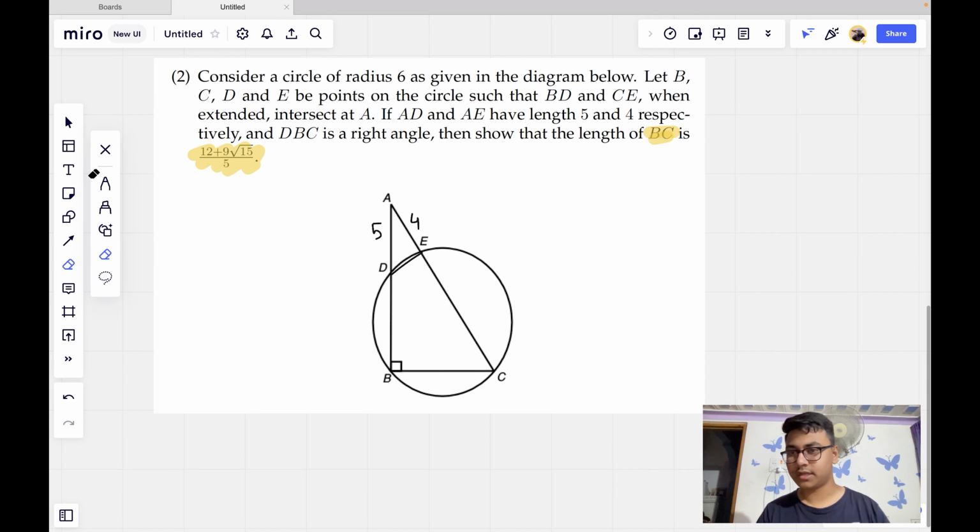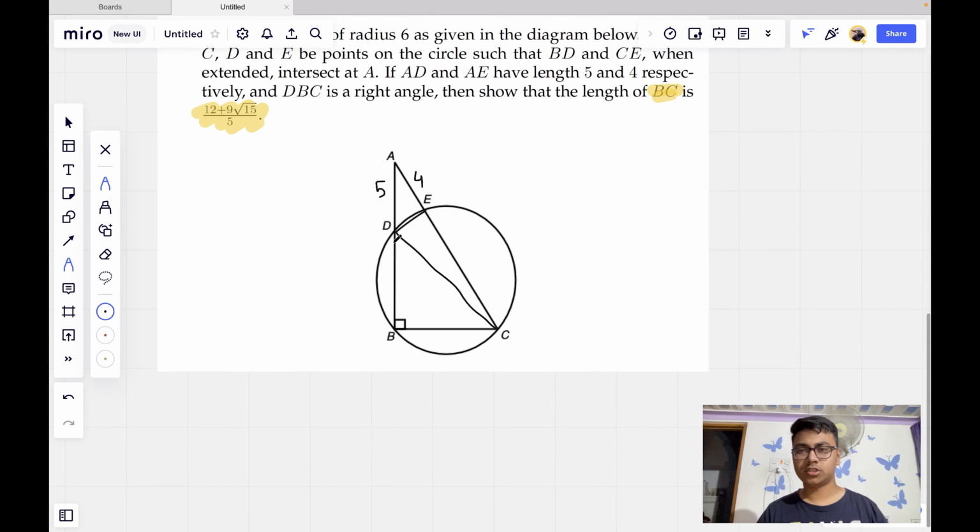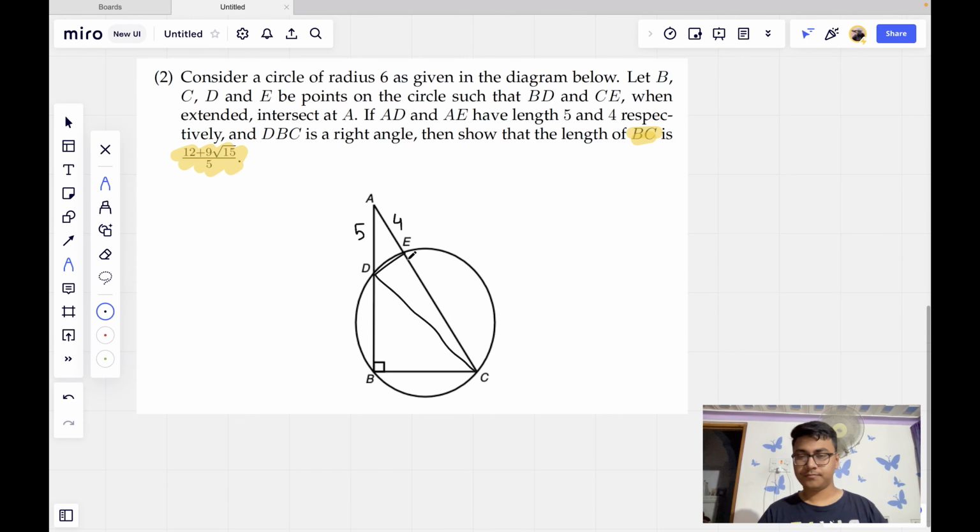We'll try to redraw this line once. Does the job. Okay, so first of all, since this is a right angle, it's easy to see that DC is a diameter. So clearly DC is a diameter, and since DC is a diameter, this angle DEC will also be a right angle because angle in a semicircle, right?